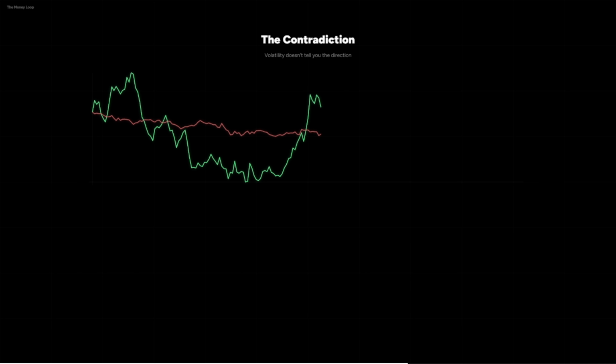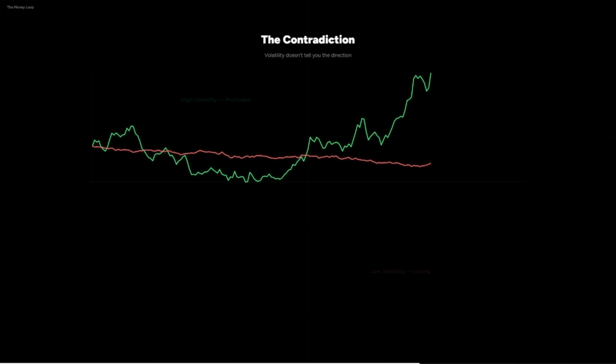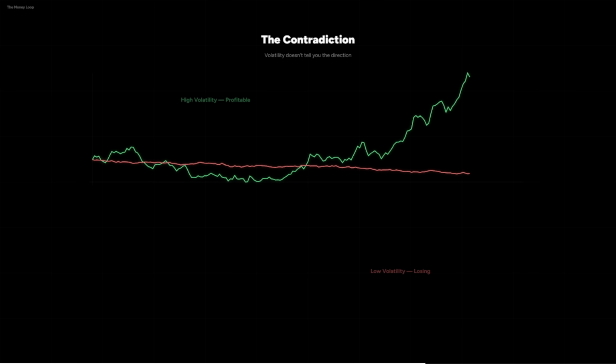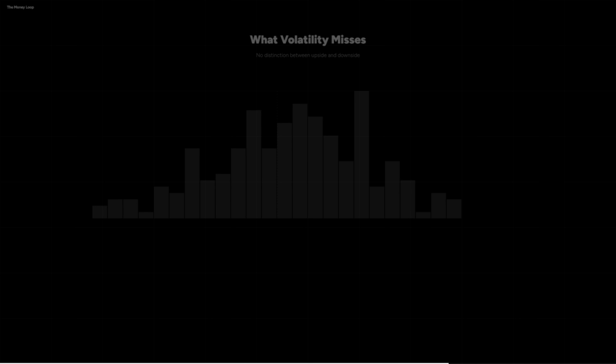This is where the most common definition of risk starts to break down. Volatility doesn't tell you the probability of losing money. It tells you how large potential losses might be. And it doesn't distinguish between good outcomes and bad ones. It simply measures how widely returns are distributed around their average.